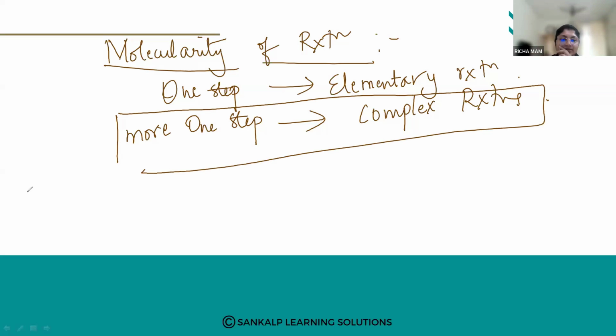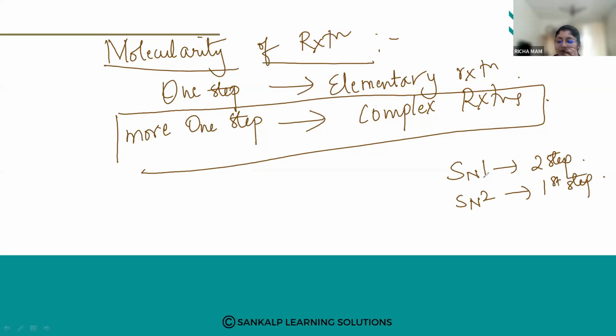Now, whenever we are seeing the mechanism, we have seen haloalkanes and haloarenes. In haloalkanes and haloarenes, we have seen SN1 and SN2 mechanisms. SN1 was what? SN1 was a two-step reaction, right? SN2 was what? It is a one-step reaction, right?